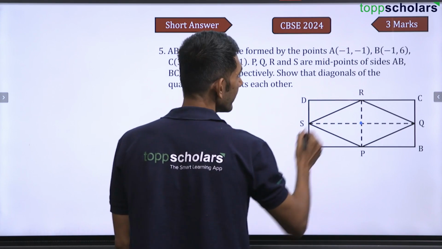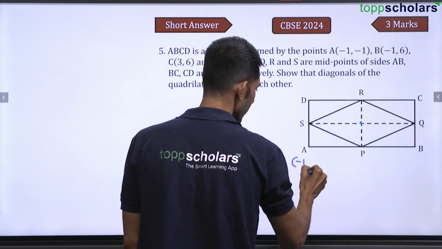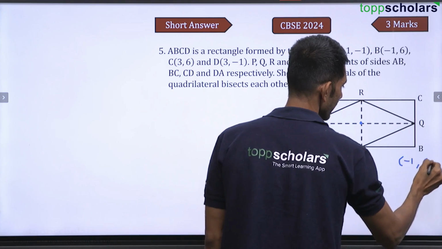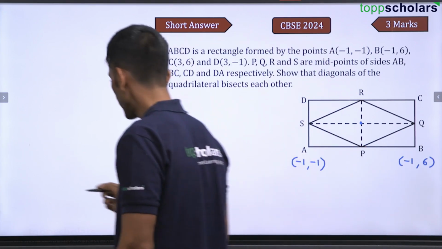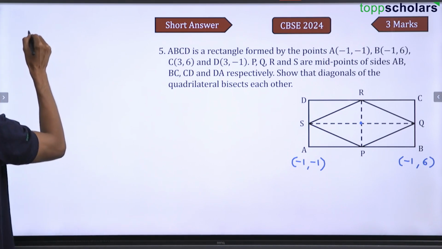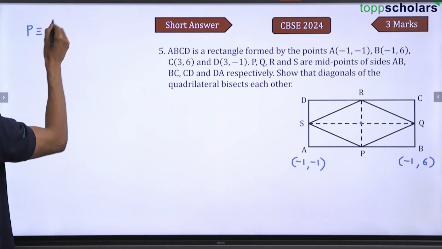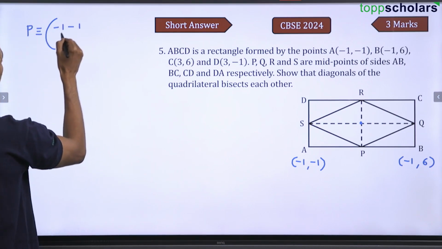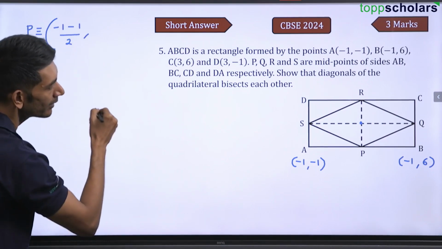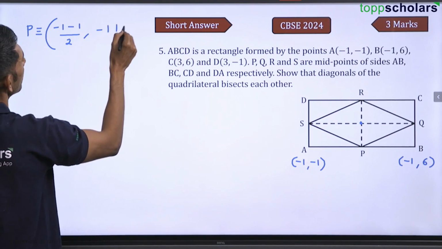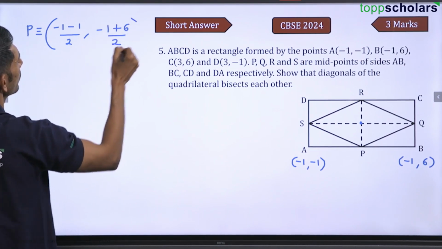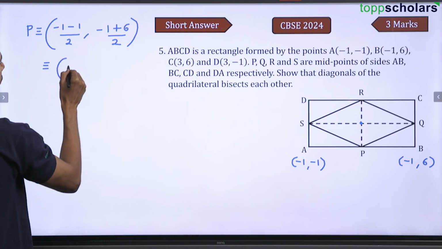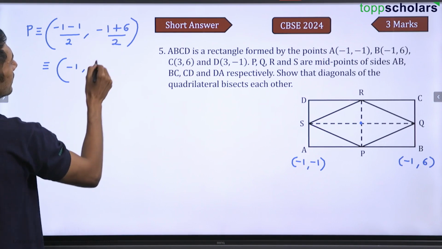So what is A? A is -1, -1. And what is B? B is -1, 6. So can we find out P? Yes. What will be the coordinates of point P? Coordinates of point P are going to be (-1 minus 1) by 2, comma, (-1 plus 6) by 2. That is equal to -2 by 2, which is -1, comma, this is 5 by 2.